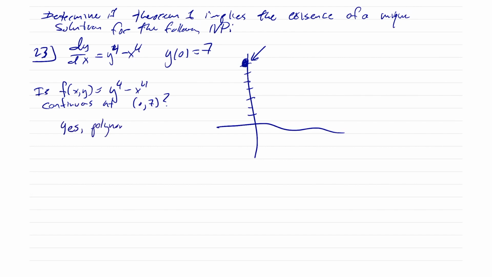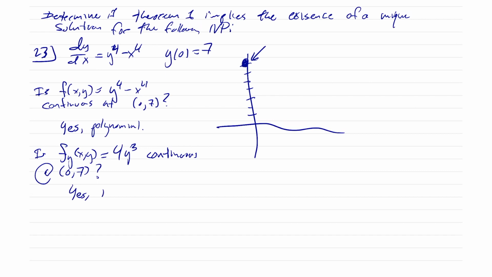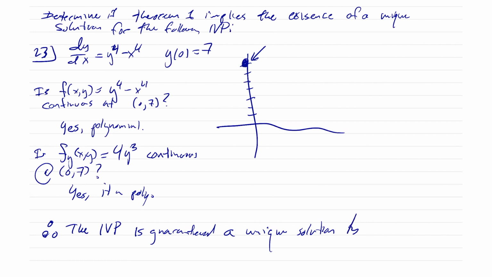It's a polynomial. Then you ask, is the derivative of f with respect to y, this is how it's written in Calc 3 if you've taken that, is equal to 4y cubed. Is this continuous at 0, 7? And the answer is yes. It's polynomial. And so, therefore, if you want to be fancy in math, yeah, that's a symbol for therefore, the initial value problem is guaranteed a unique solution by theorem 1. All right, that's what we would say.